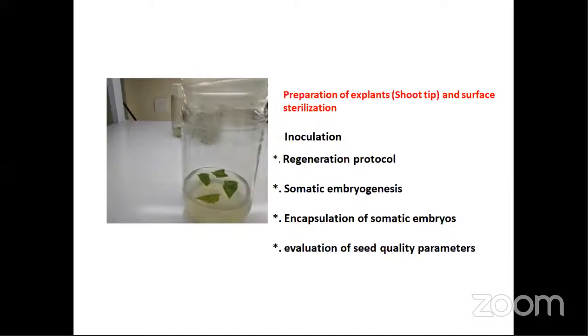Once you prepare the explant, you go for surface sterilization of the explants by using various sterilants. After sterilizing, go for inoculation for callus induction. After callus induction, you go for somatic embryogenesis. Once you get somatic embryos, then we go for encapsulation of somatic embryos by using 4% sodium alginate with the complexing material calcium chloride at 100 micromolar.